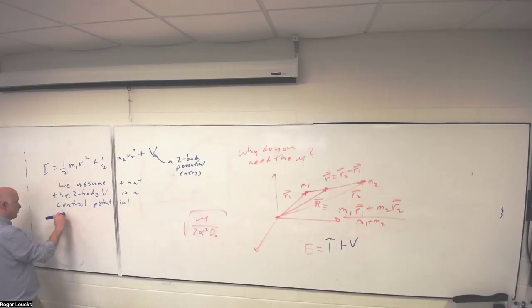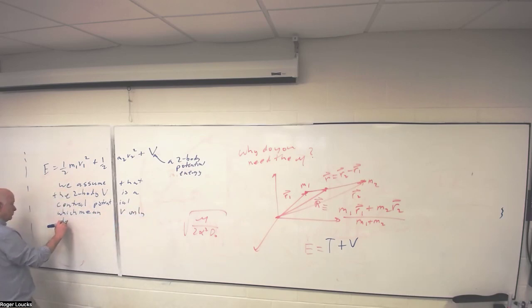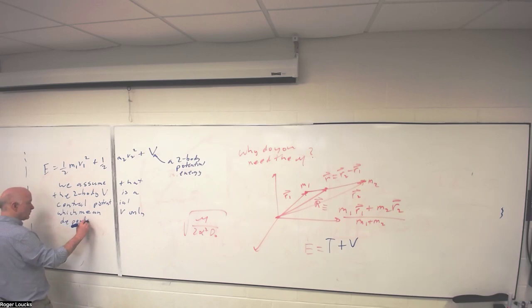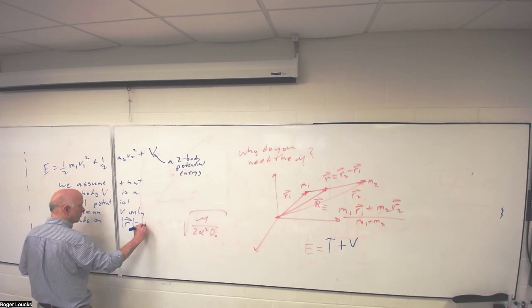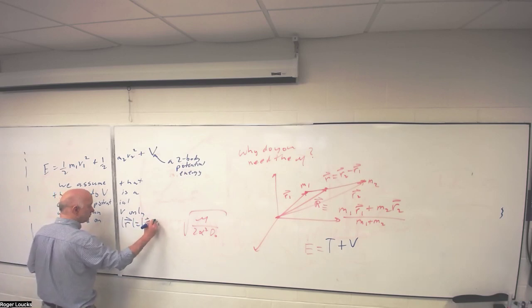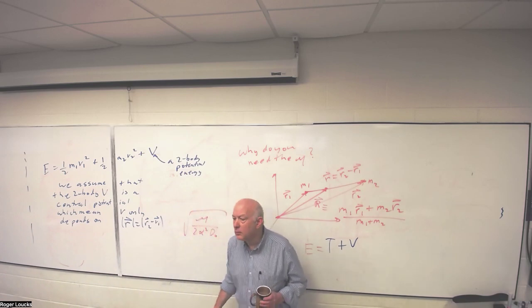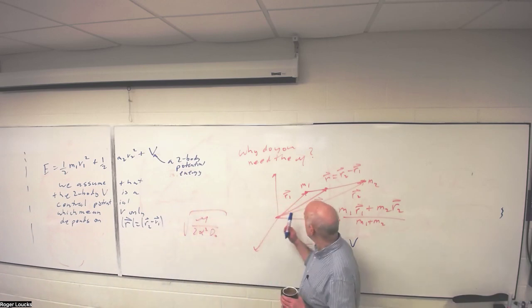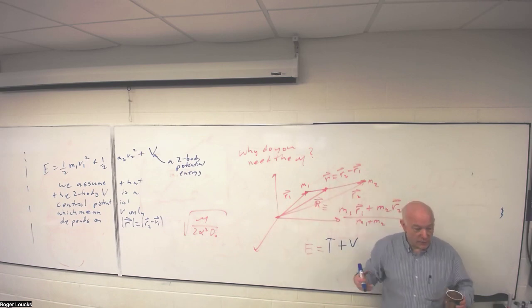Which means V only depends on the separation distance, only on the magnitude of R. It means something else too: the force is always directed along that vector, along the line connecting these two. That could be an attractive or repulsive force. When you have all that, you call it a central force.